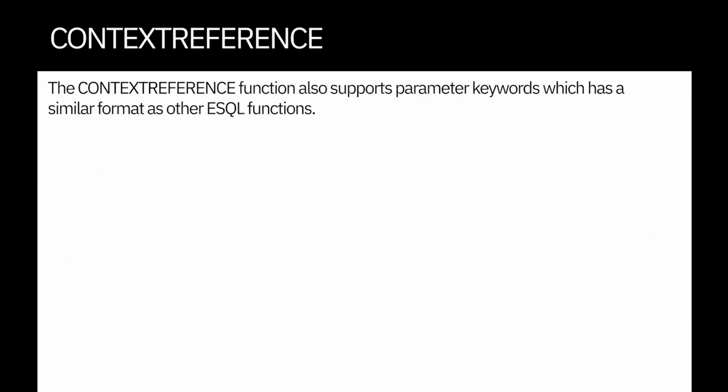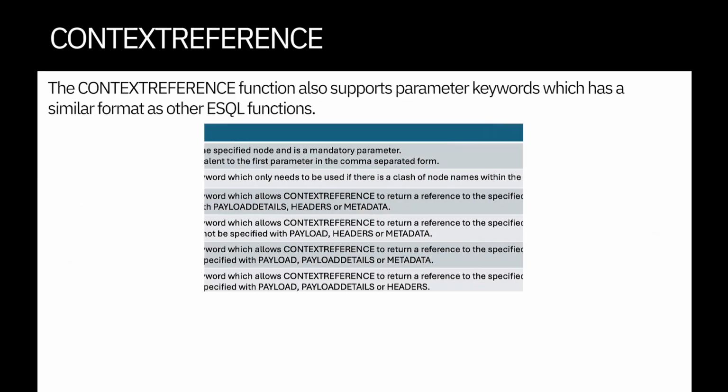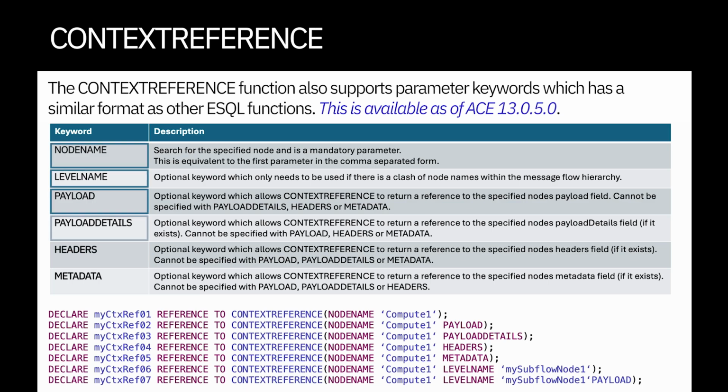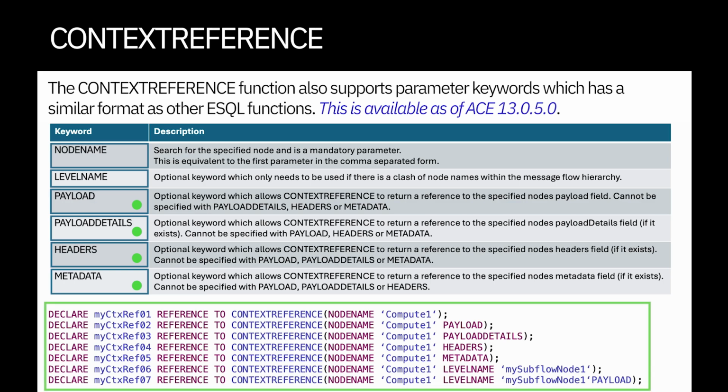The contextreference function also supports parameter keywords, which have a similar format to other ESQL functions. The contextreference function was first made available in 13.0.4.0 and was extended in 13.0.5.0. The parameter keywords that are supported are node name, level name, payload, payload details, headers, and metadata. Note that only one of payload or payload details, headers, and metadata can be used at a time. Some examples are shown on this slide.